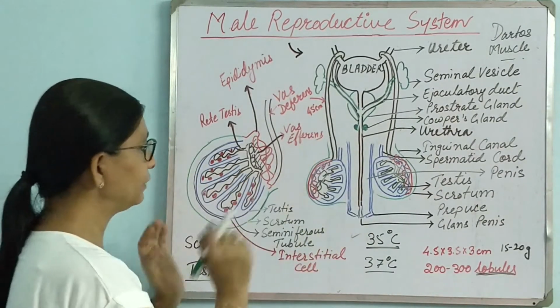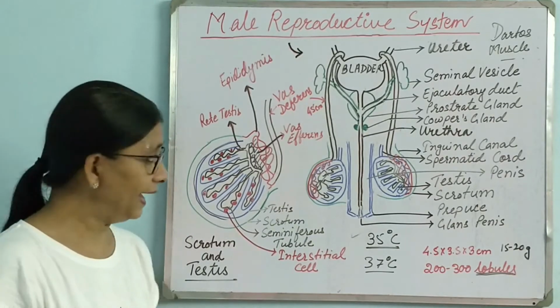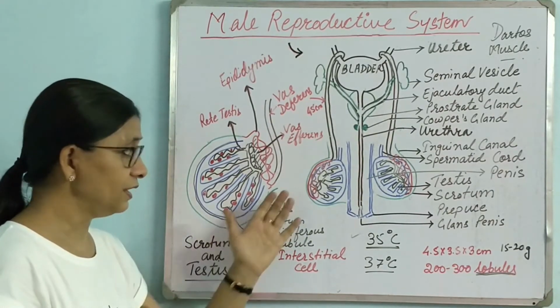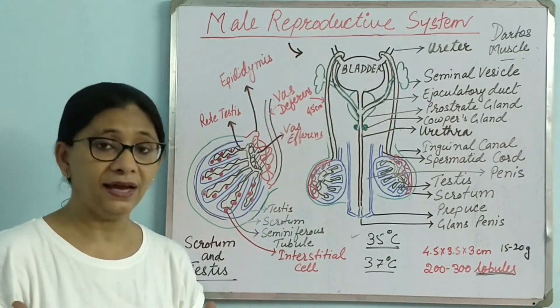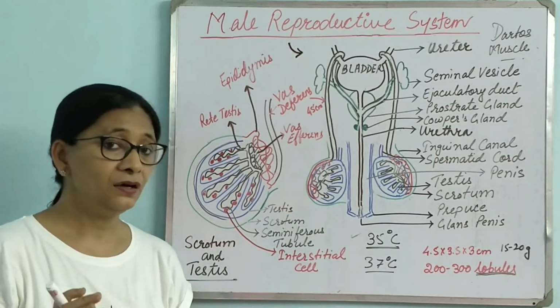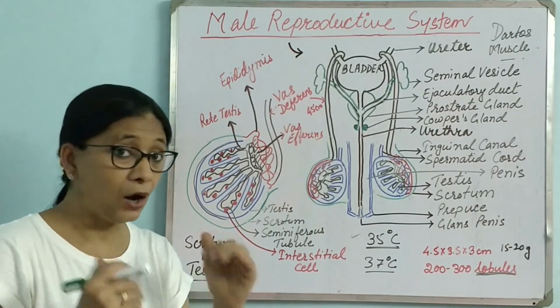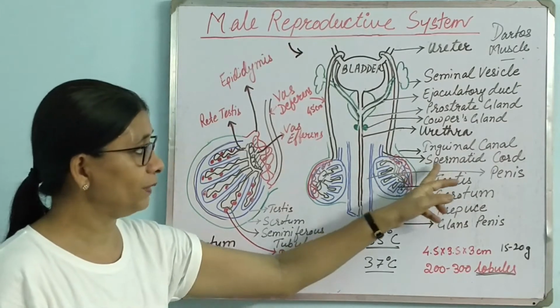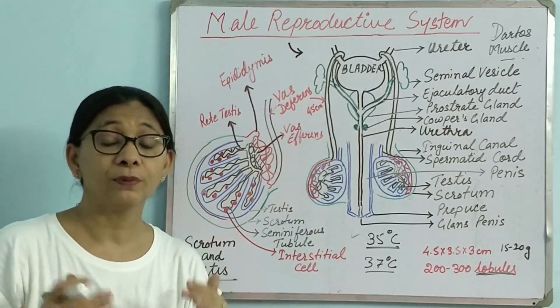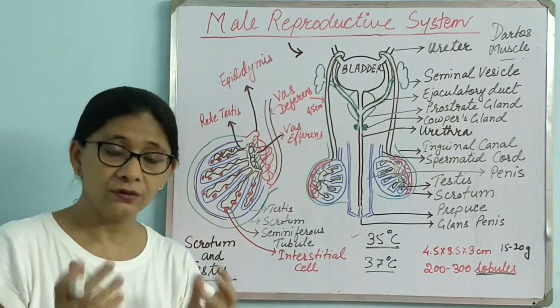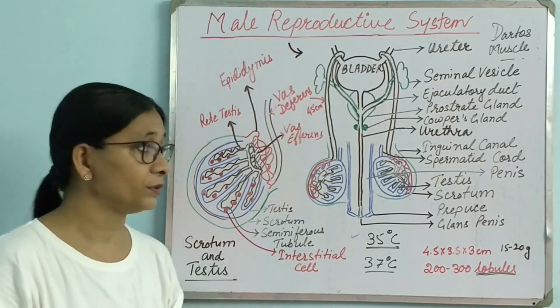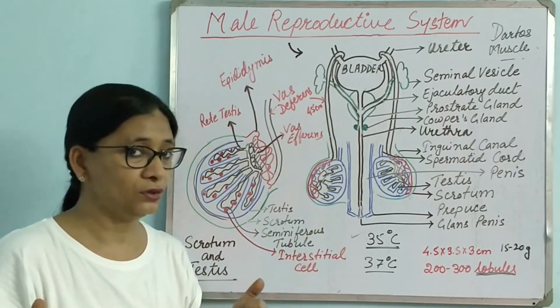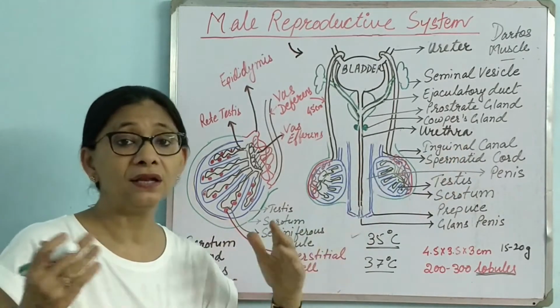Now let us come back to the testis and scrotum. As we have discussed, a pair of testes is there in man and it remains suspended in a bag-like structure called the scrotum. And how does it remain suspended? It remains suspended with the help of the spermatic cord. The testis remains suspended in the scrotum, and the scrotum itself is hanging on the body wall with the help of the inguinal canal.